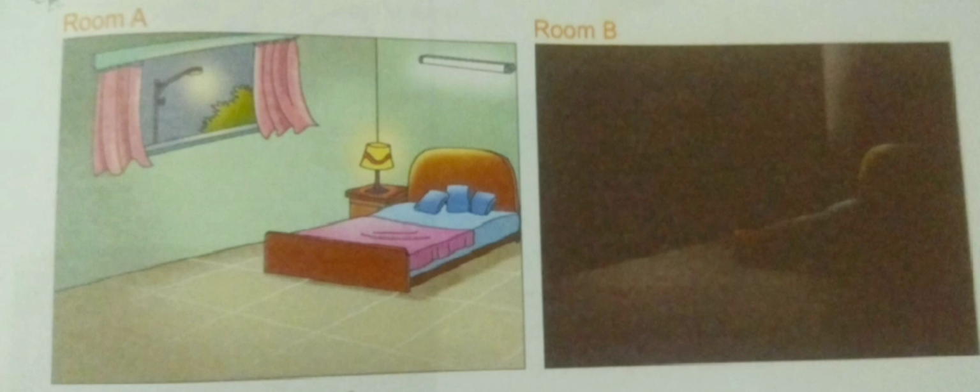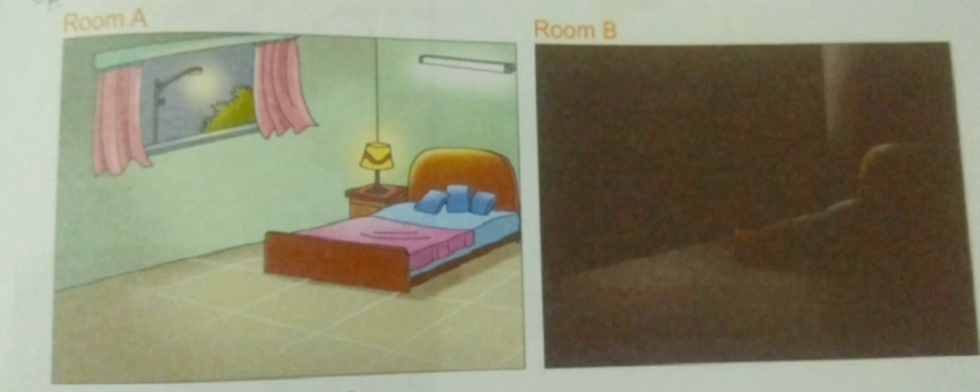Okay, children, in the image you can see room A and room B. Yes, there is room A and room B. And in room A, what all things you can see? We can see window, curtains, bed, pillows, lamp, walls, and halogen bulb. Yes, we can see all these things in room A.